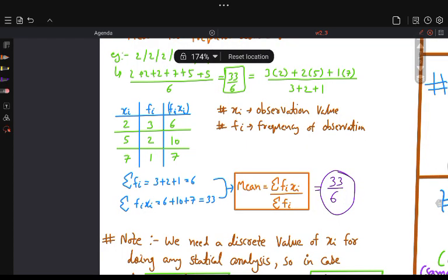So sigma of fi, that is the summation of all the frequencies, will be at the denominator, and the summation of fi xi will be at the numerator. And after doing this, 20 by 6 comes out to be the same as the method we used earlier, the hectic method. Now we can simply do it by this, and it will be much easier.